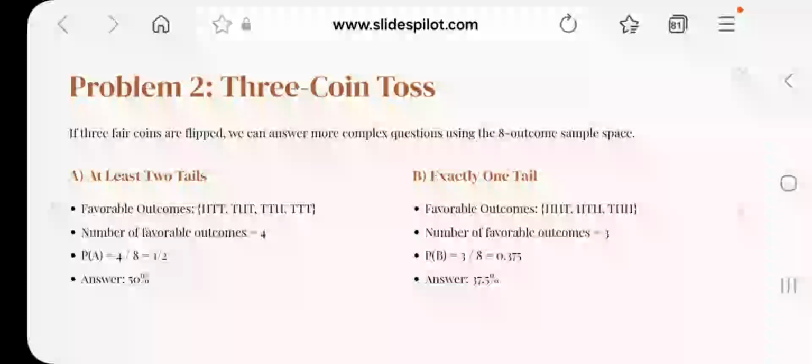So the number of favorable outcomes is 4 out of 8 possible outcomes. So 4 over 8, you could reduce that to, 8 is basically 4 times 2, 4 is 4 times 1. So this becomes 1 over 2. 1 divided by 2 is 0.5. So there's a 50% chance of getting at least 2 tails.